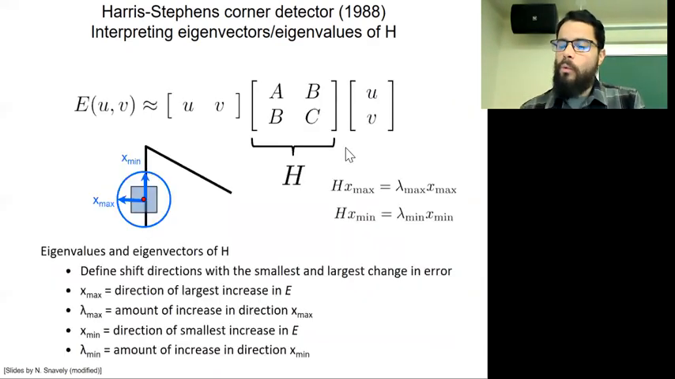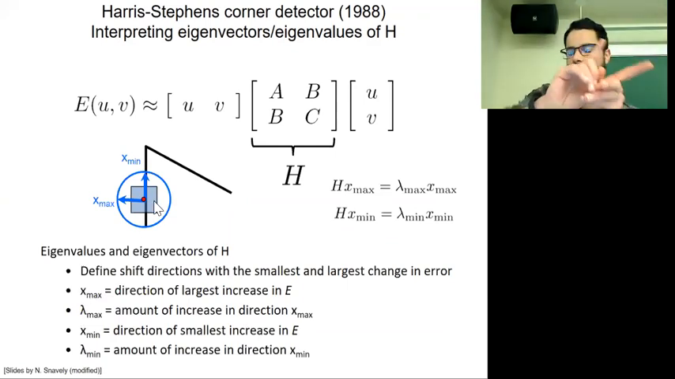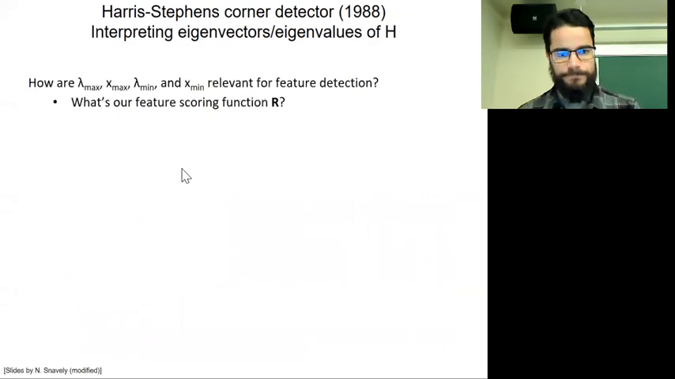So now we know what to look for in an image in order to find corners. That is going to be kind of a version 1 of the approach, okay? We already know that the eigenvalues are going to give us the amount of increase in each direction, in X and Y, and the eigenvectors are going to tell us where this direction is happening, okay?